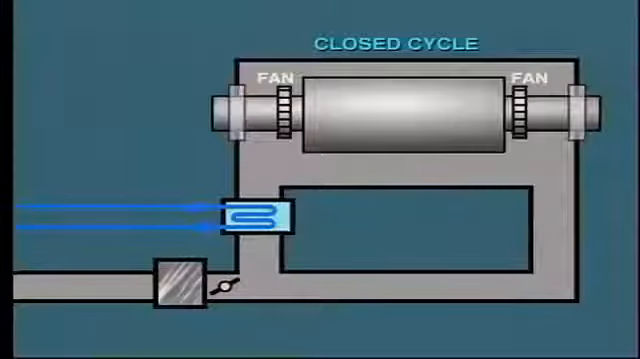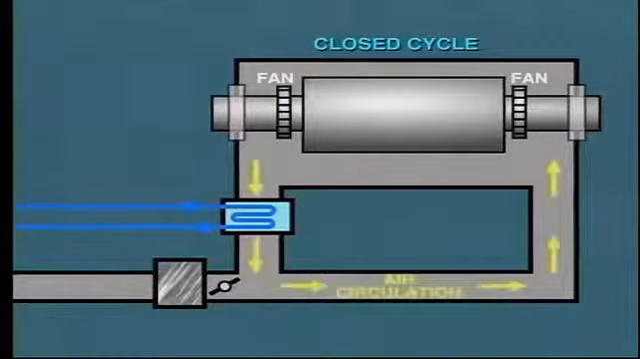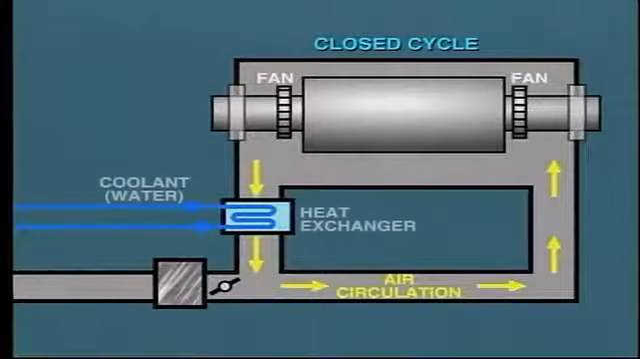Where the generator is located in a hostile environment, say very dirty conditions, a closed-cycle air cooling system is usually employed. In this case, the same air is continuously circulated through the unit, and the air itself is cooled as it passes through a water-cooled heat exchanger.